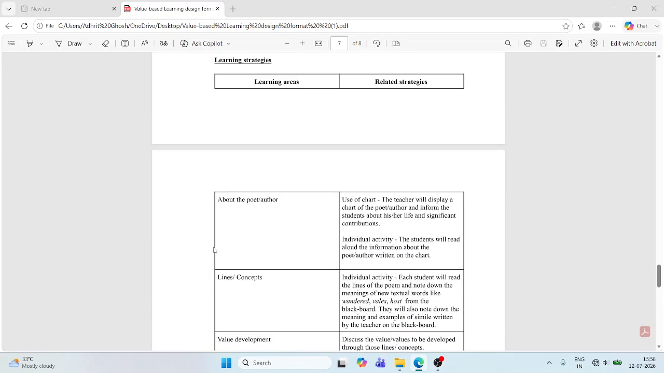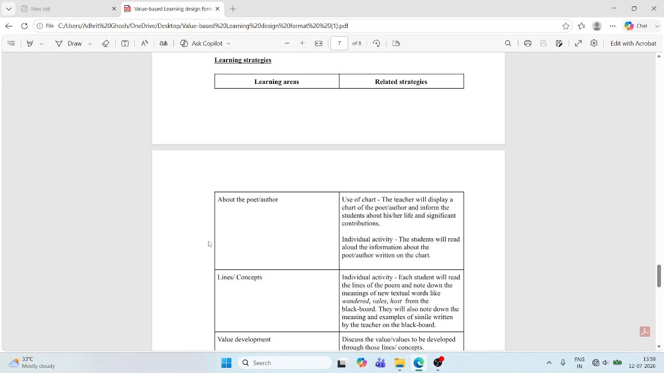In the learning strategies part, in subjects like the languages, we usually take up certain lines or certain paragraphs and stanzas, and then we describe the strategies used on the right hand side column. If we are using any TLM along with that, we mention that. All right, it can be individual activity, pair work, group work, whatever. In different subjects, these strategies will definitely differ.